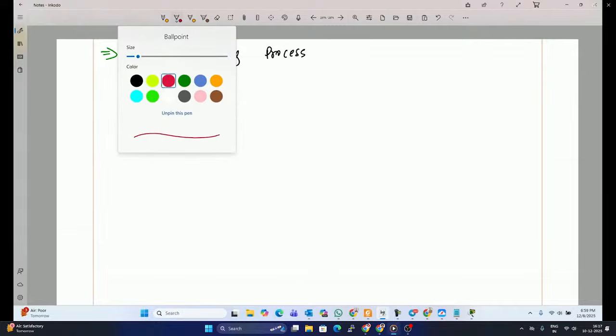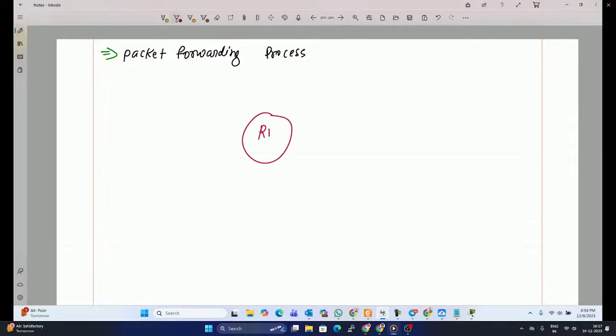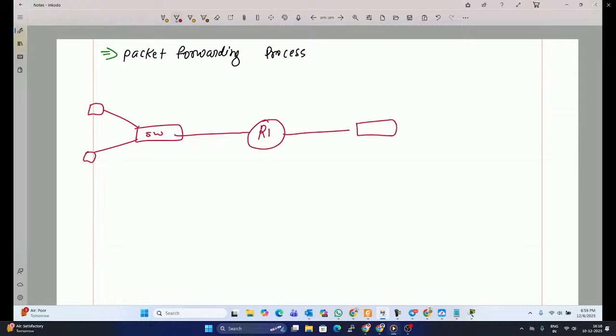Let's say this is a router, and this router has two interfaces. Connected to a switch. On this side also it's connected to a switch, and then we have two user machines. We have two user machines on this side also. So this is the interface and this is the interface. This is, let's say, f0/0. This is f0/1.